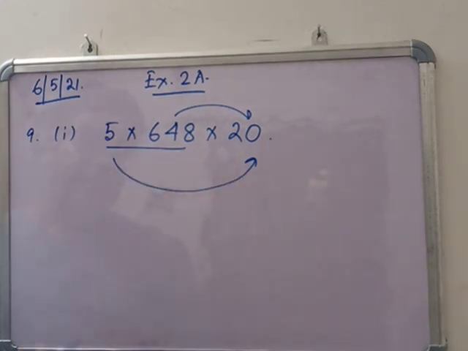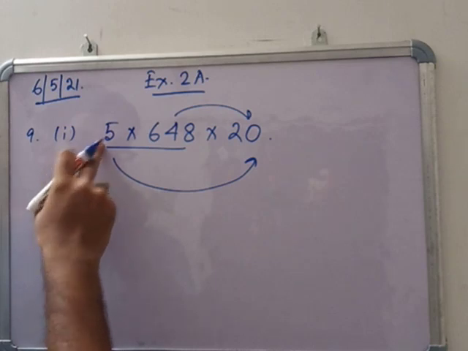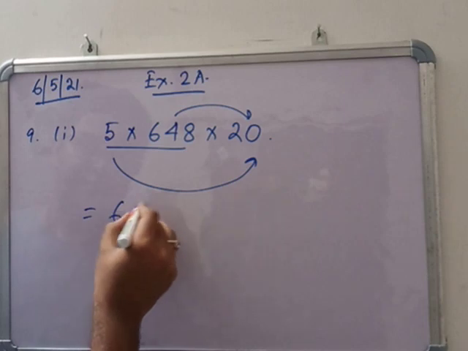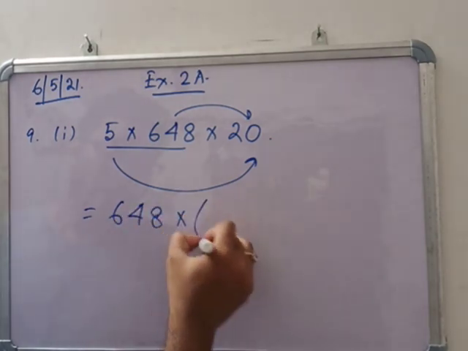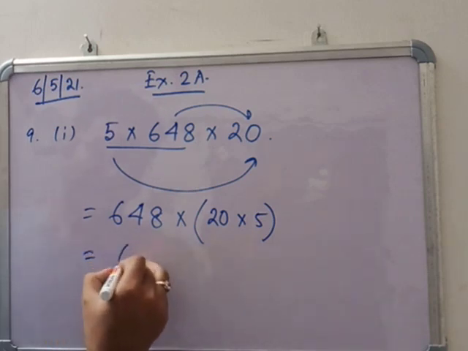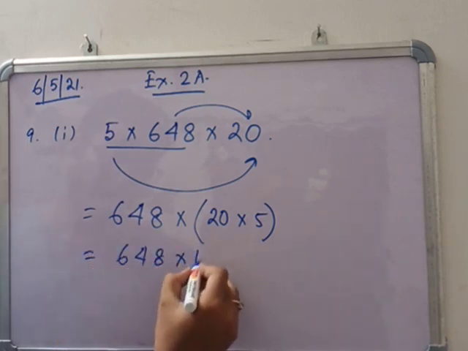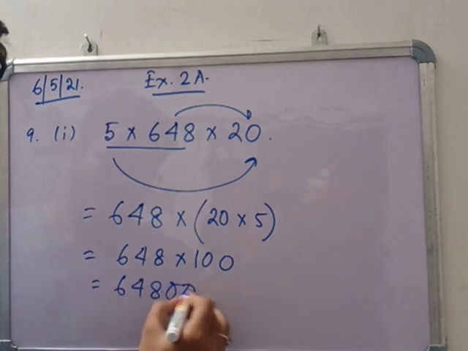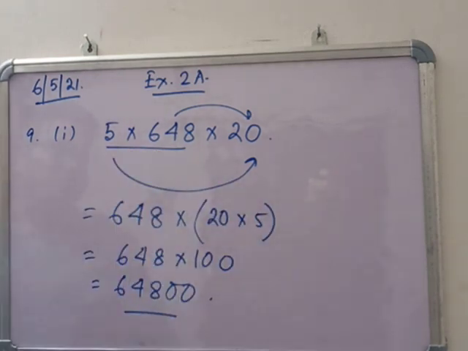Now see that the smallest two numbers, 5 and 20, if we multiply, we get 100. So if we write 648 into 20 into 5, that means 648 into 100, that means 64800. So this is the grouping here. You have to choose two numbers to find a group. So I am choosing here 20 into 5. Clear?